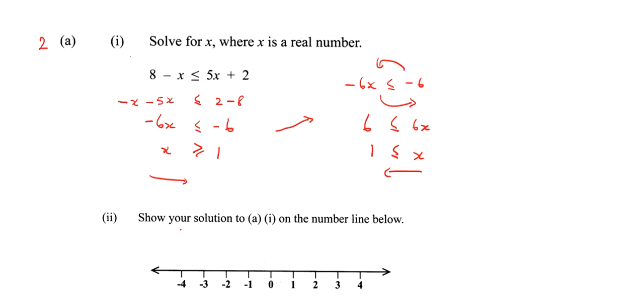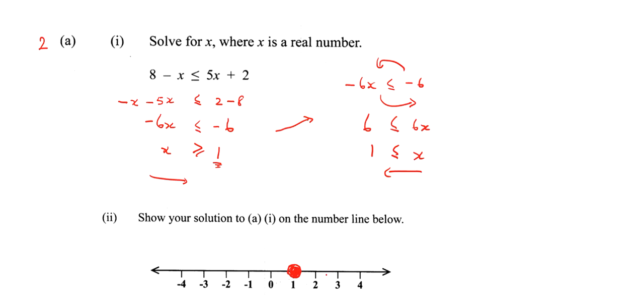Now, in part 2, they want us to show the solution on a number line. So the first thing we need to do is to circle where 1 is. So we're going to put a circle like this, because the solution is x is greater than or equal to 1. And because we have a greater than or equal sign, we have to shade the circle. If it was not, then we wouldn't shade the circle.